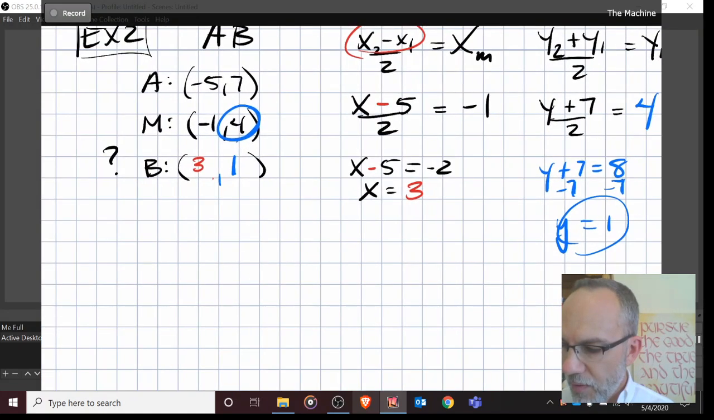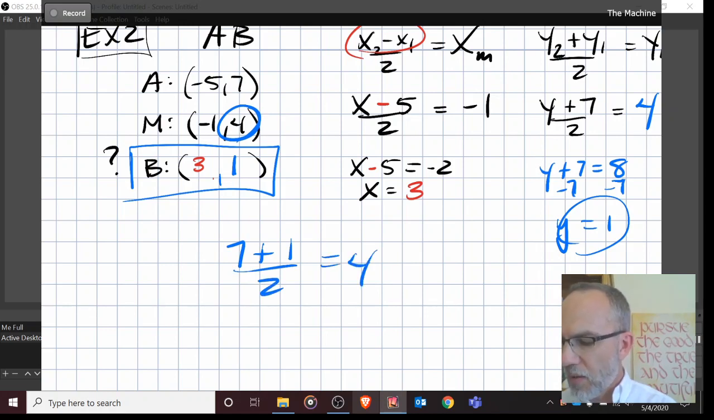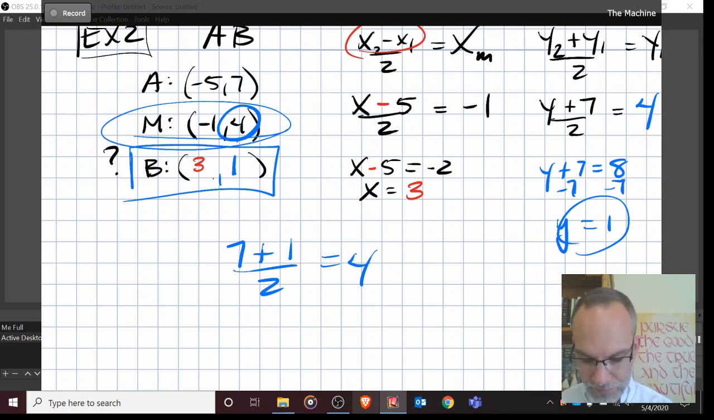So here we go. There's my ending point B, 3 and 1. And let's just double check again. Is 7, the y's, plus 1, all divided by 2, is that equal to 4? Is the average of the y values 4? Yes, because that's what it is. The midpoint is the average of those two things. Alrighty?